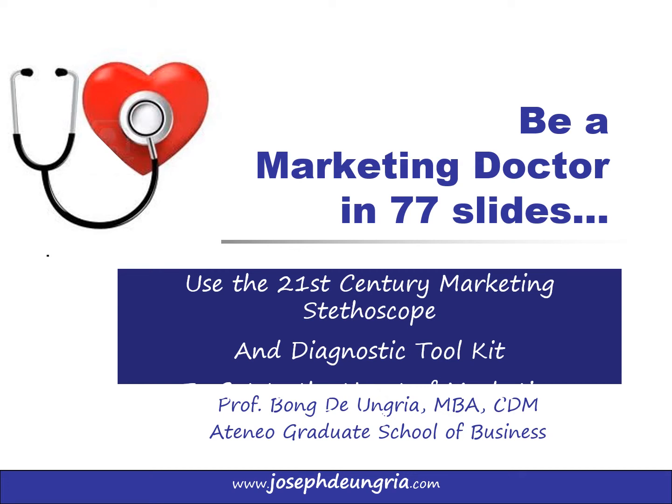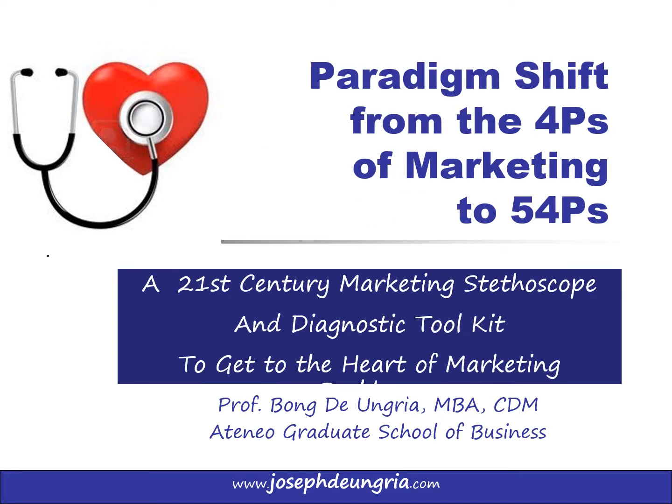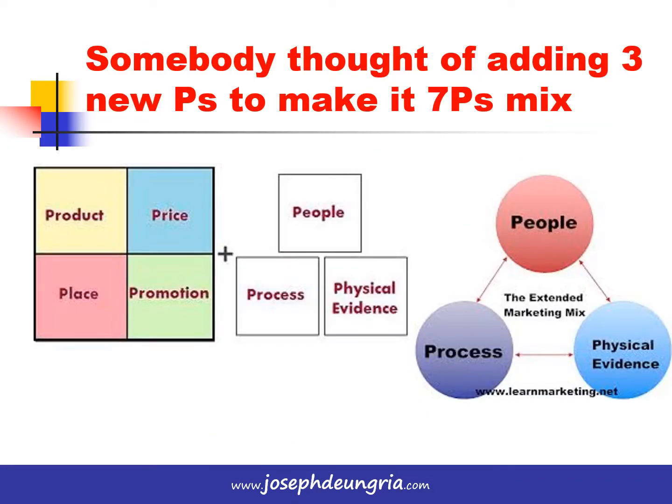So, good afternoon. Today we'll go to part two of the lecture on how to be a marketing doctor in 77 slides. The other title for this lecture is the paradigm shift from the 4 Ps of marketing to the 54 Ps. During the first part, we already discussed the additional 3 Ps, which are people, process, and physical evidence, which we add to the traditional 4 Ps of marketing: product, price, place, and promotion, which we call the marketing mix.